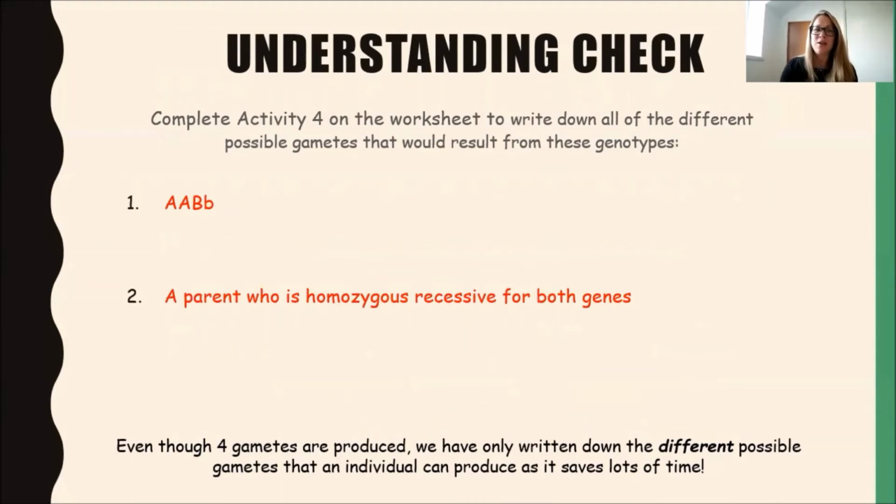Now we're going to check that you understand that before we move on. So pause the video now and have a look at activity 4 worksheet and write down all the different possible gametes that you would get from these 2 genotypes. The first genotype I've given to you in letters, and the second one I've given to you in words, just to check that you understand that properly. If you can't remember what a keyword means, quickly look back to the keywords that we did at the start of the session. Remember, it's really important that you start using these words in everyday language to get more confident with using them and reading them. So pause the video, go now, and then we'll go through the answers.